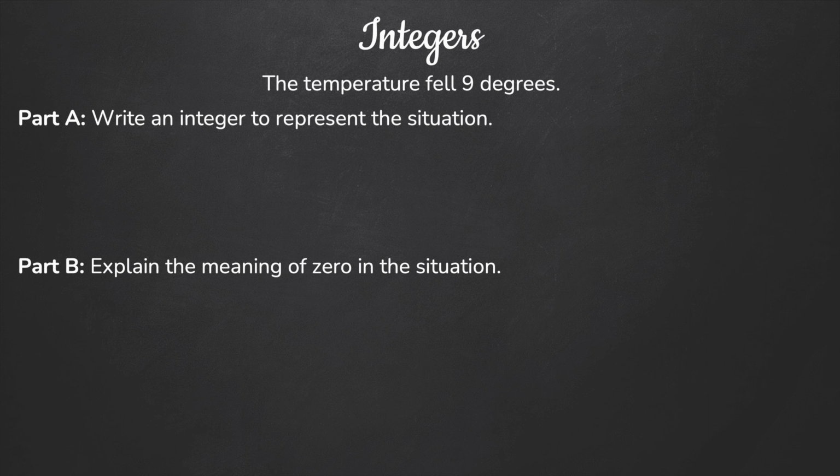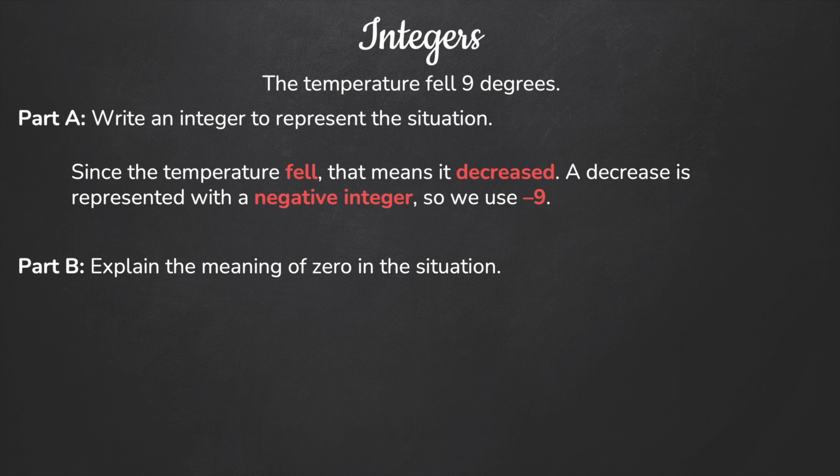Our next example says the temperature fell 9 degrees. Part A says to write an integer to represent the situation. Since the temperature fell, that means it decreased. A decrease is represented with a negative integer, so we use negative 9.